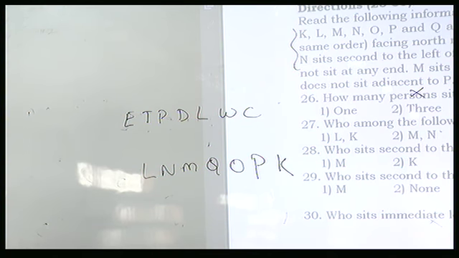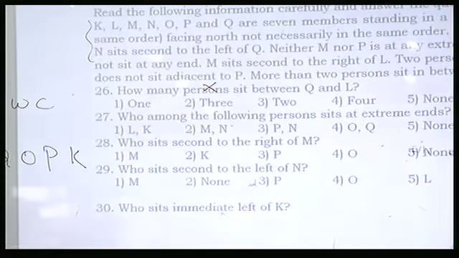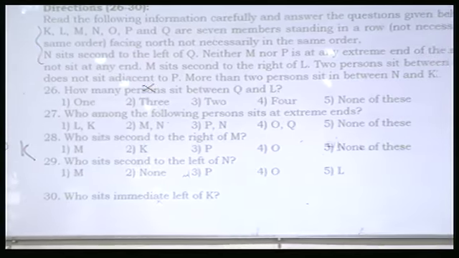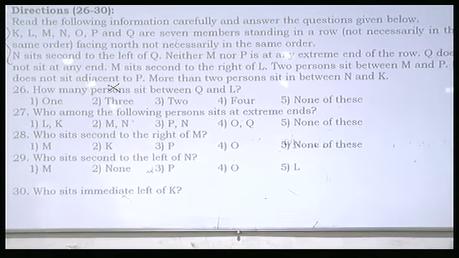Who sits second to the left of N? Who is seated second to the left of N? No one. No one is seated second to the left of N because N himself is at the second position. There is only one person seated second to the left of N, that is L. Clear now? And this is about row arrangement.